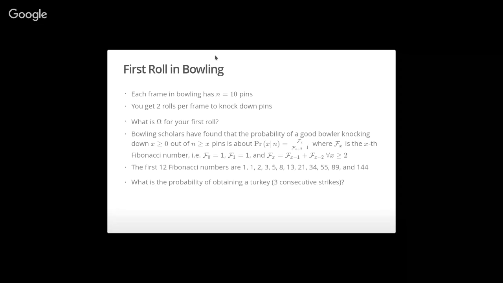So given that, how would we express the probability of obtaining a turkey, which is defined as three consecutive strikes, where a strike is the event that you knock down all 10 pins with one roll? I'll give you like 5 seconds to think about that. Okay, time's up. How would we express the probability of a turkey? You need another 5 seconds?